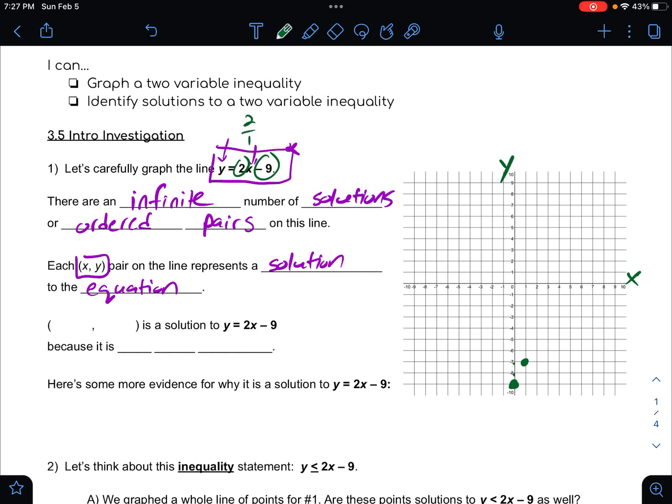Remember, slope is 2 over 1. So rise 2, run 1. Up 2, right 1. And every single one of these is a point on the line and is also a solution to the equation. So we can keep doing this until we run out of space, and that goes on forever, and then we can actually connect these up, make a nice straight line, and there is the graph of the line, y equals 2x minus 9.